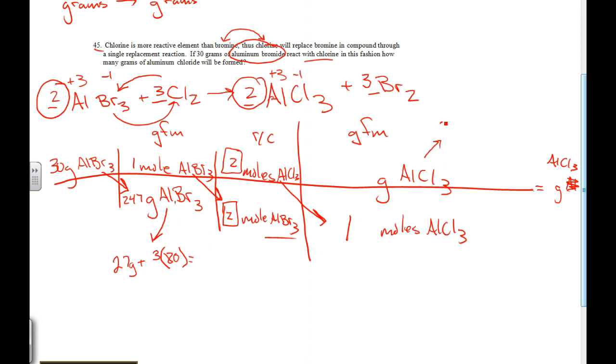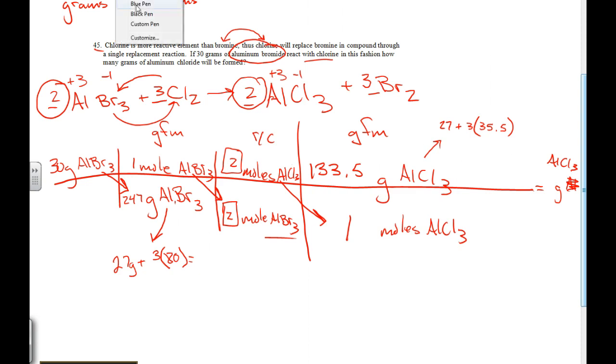Now I'm going to go over here and I need to do the same thing, but it's now 1 aluminum, 27, plus 3 times chlorine, which is 35.5. 3 times 35, so that's 105, well, 106.5, but I better check that. All right, that is 106.5 plus 27. That equals 133.5 grams per every 1 mole.